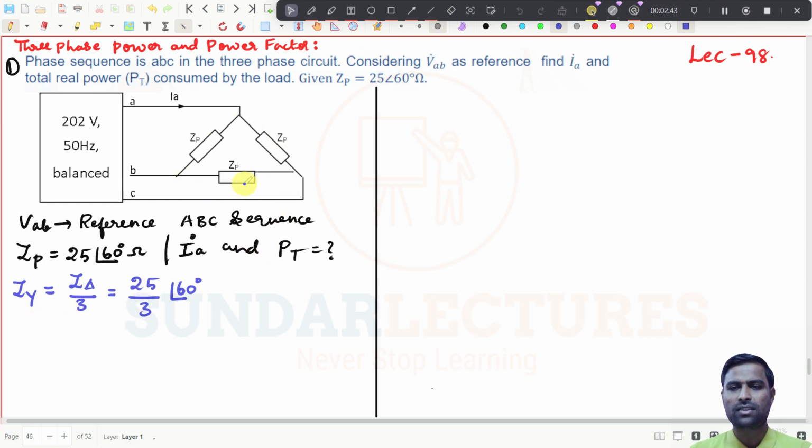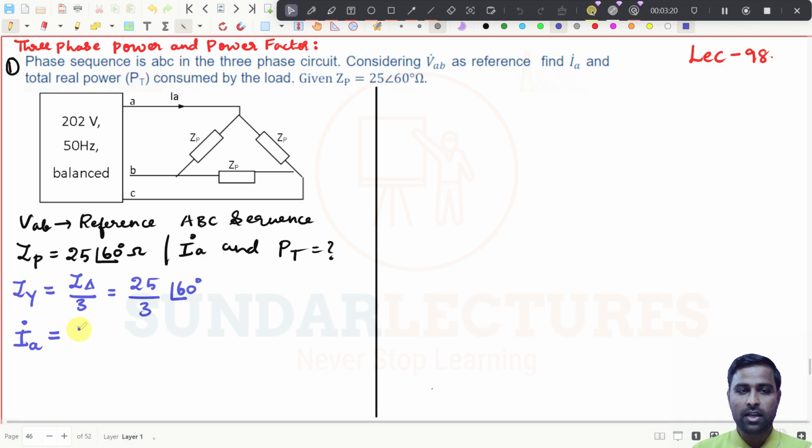Why do I need to go for star connected impedance? Because if I need to find IA, it is very simple in a star connected load. In a delta connected load, you need to find these currents and subtract those two currents to find the value of IA. But in a star connected load, IA will be equal to I phase. So if I find I phase, it will be very simple to get the value of IA, because both are the same in the star connected load.